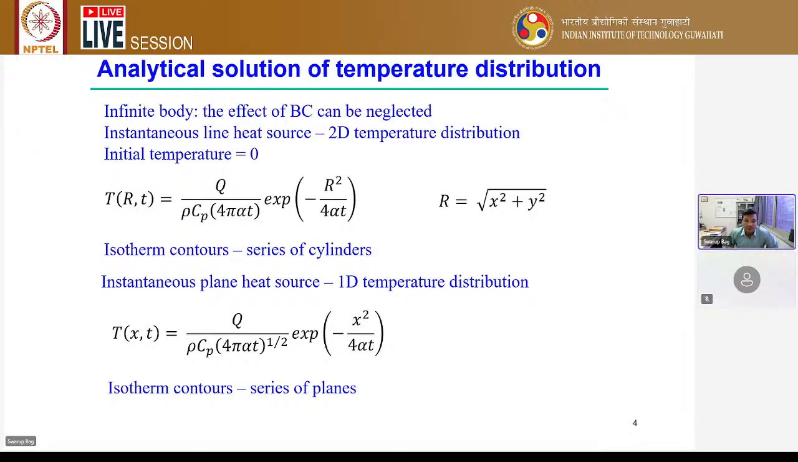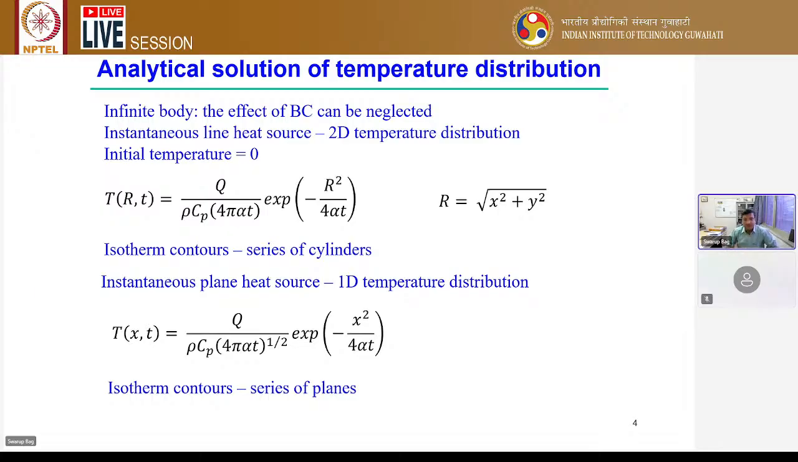Now, in a third step, if we assume the instantaneous plane heat source, then you will be able to get the one-dimensional temperature distribution. So here T as a function of X and small t, time, we are getting this particular solution. And if we see the term Q by rho Cp 4 pi alpha t, here t is the time. The exponent of 4 pi alpha t is different in these three different solutions: one is 3 by 2, then 1, then half. And here we get the isothermal contour as a series of planes.